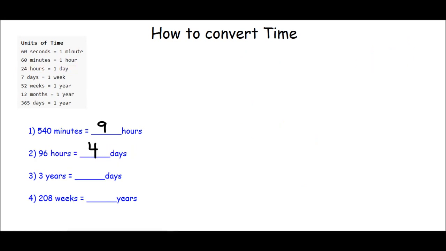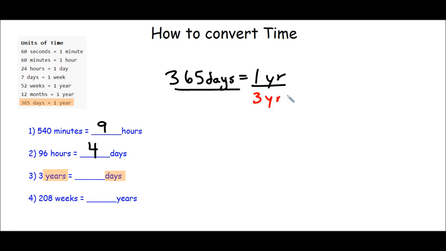Let's go ahead and now solve the third problem. And here we have 3 years equals how many days? So we're looking for a relationship between years and days. And I can see in my reference chart that there are 365 days in 1 year. So I'm going to write that down first. 365 days equals 1 year. And I'm going to draw my line right under those and plug in what I know from my problem. So I know that there are 3 years. I'm going to put that here. And I have to figure out how many days there are.